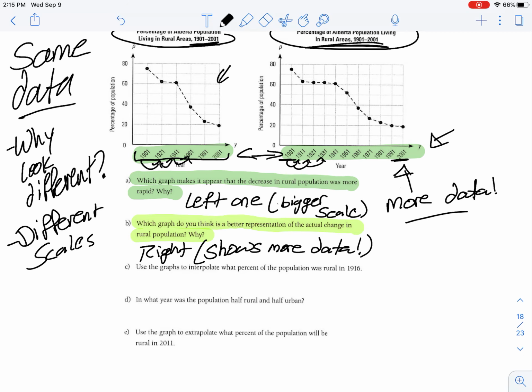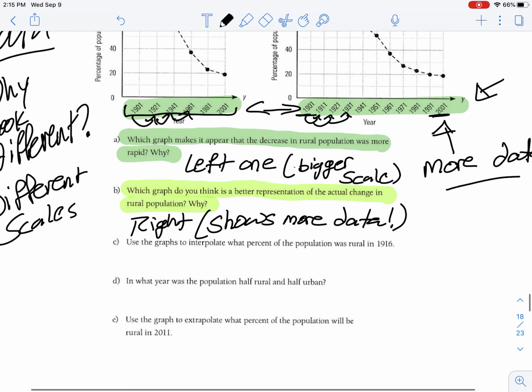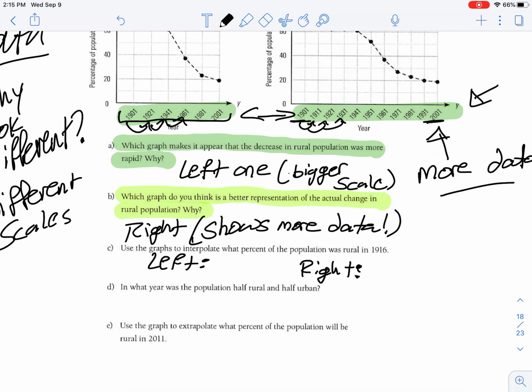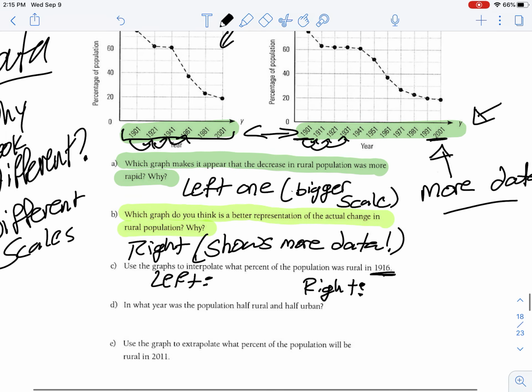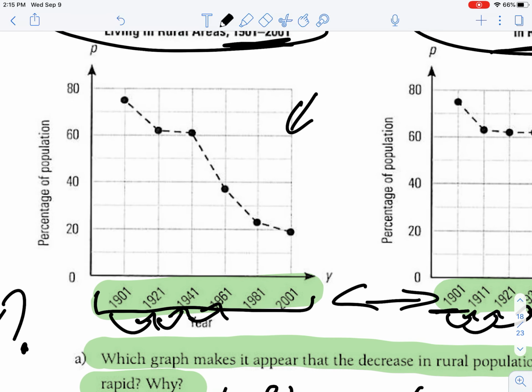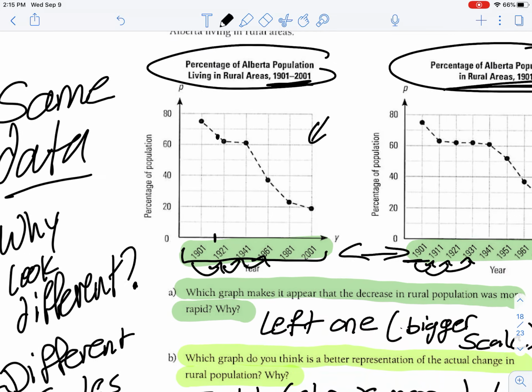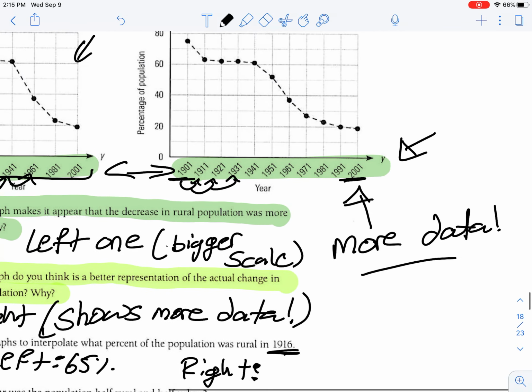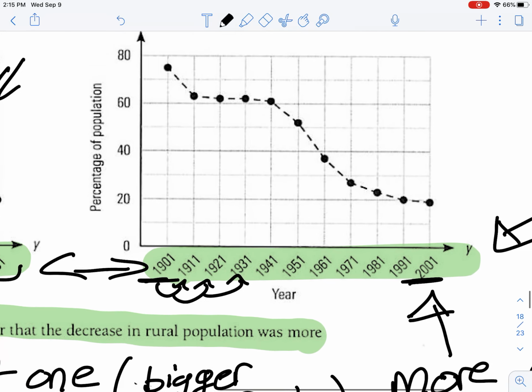Okay, use the graphs to interpolate what percentage of the population was rural in 1916. So let's use the left and the right and see if we get different answers. So let's focus on the left. Remember, interpolate, we're trying to figure out what it would be in 1916. And where would 1916 be? It would be about here, and that will be roughly here, okay? And I'm gonna say that's around 65, okay? 65%.